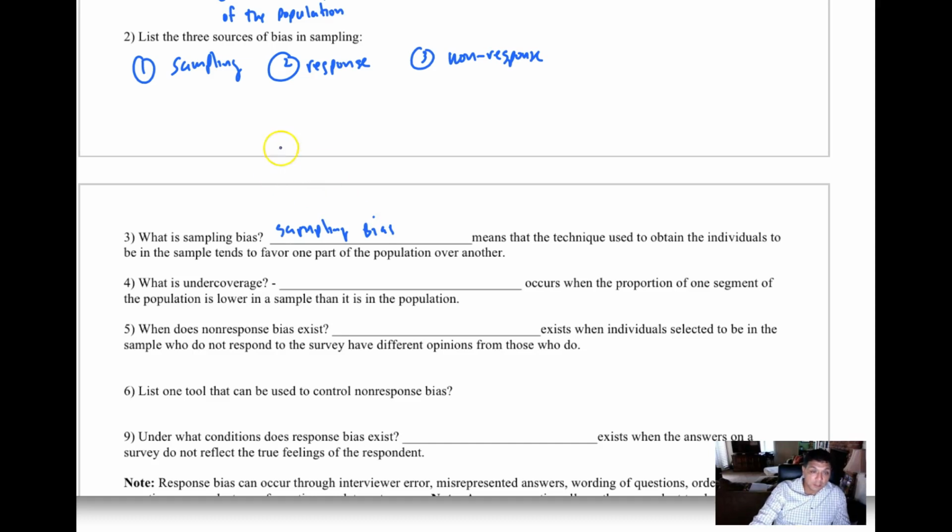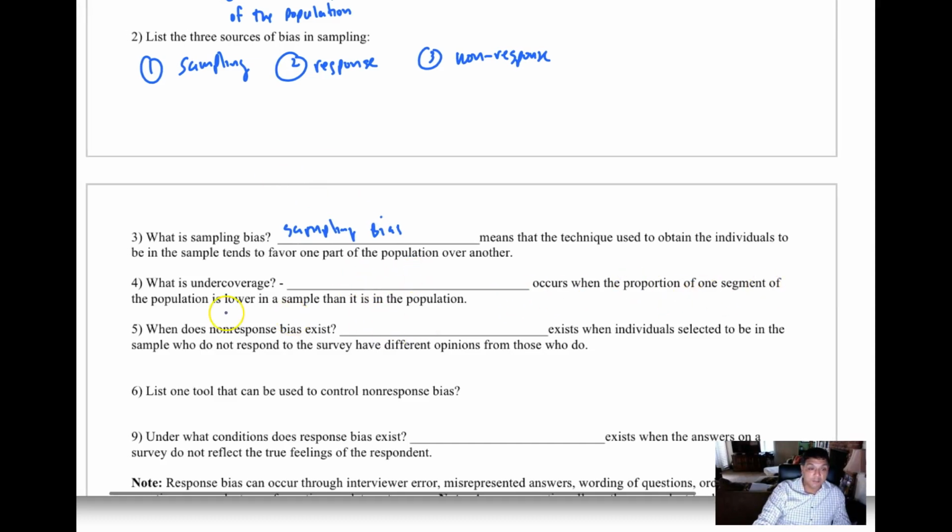There's another term called undercoverage, and that occurs when the proportion of one segment of the population is lower in the sample than it is in the population. So my example of 90 male and 10 female would be an example of undercoverage for females. We just don't have enough people that are representative.